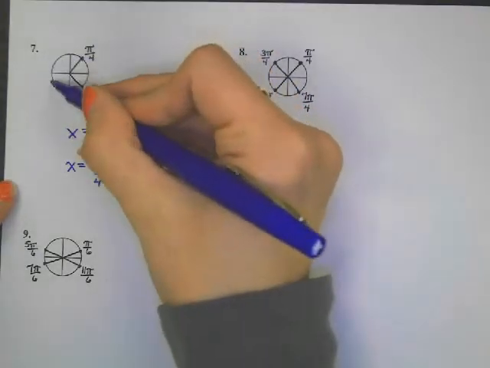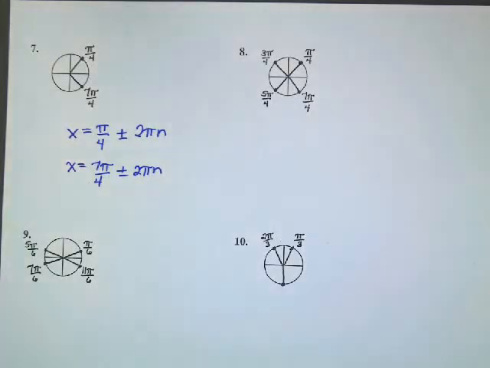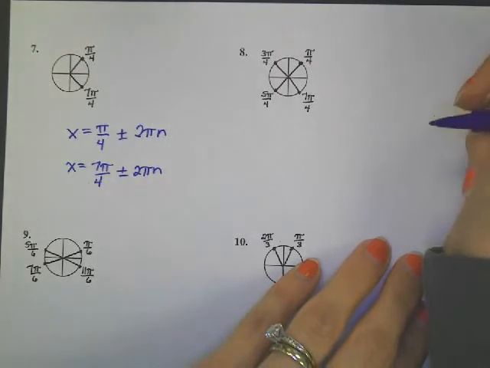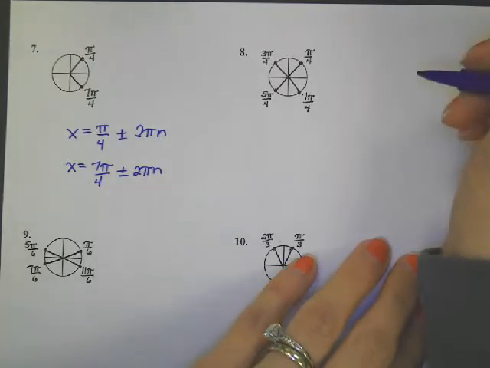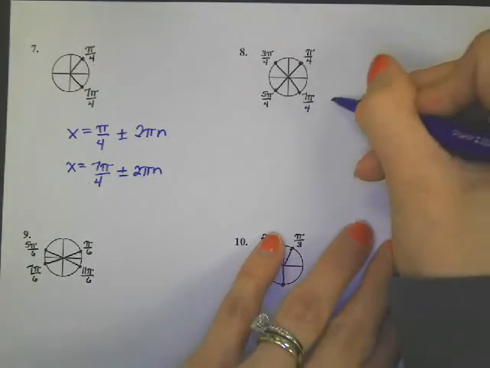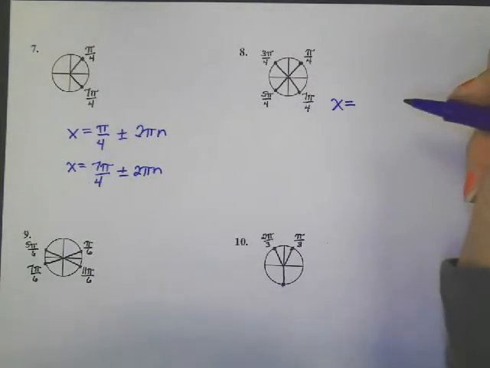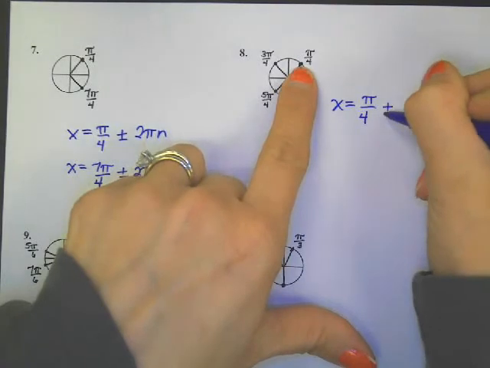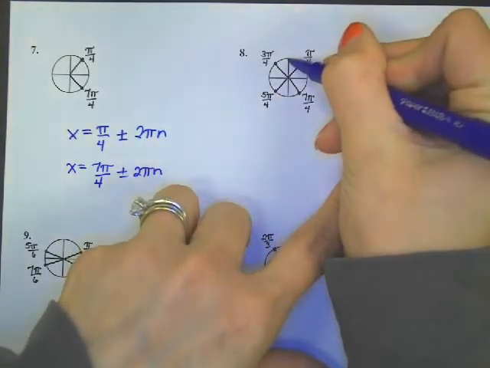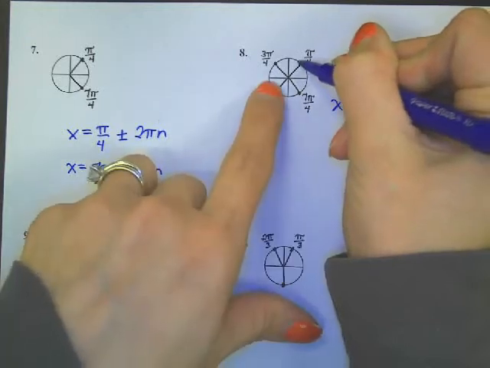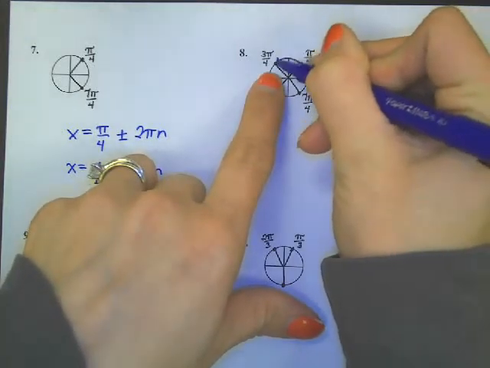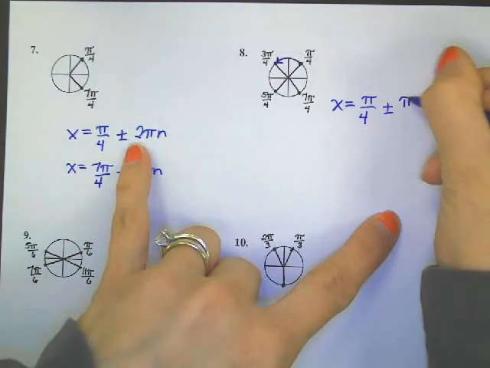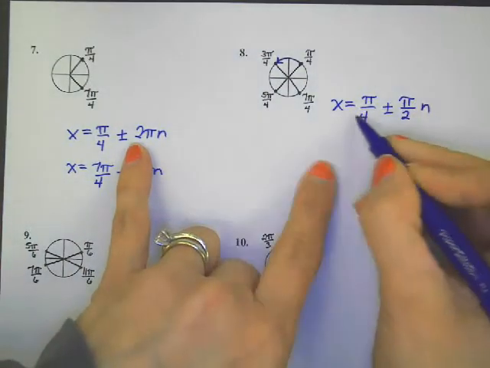How about number 8? Do you think we can go ahead and combine those? I think we can. I think we can make one equation with all this. So where is the very first answer? Pi over 4. There's the first one, plus or minus. Is it another 1 out of 4? No. From here to here, that's like 90 degrees, or pi over 2. Pi over 2n.